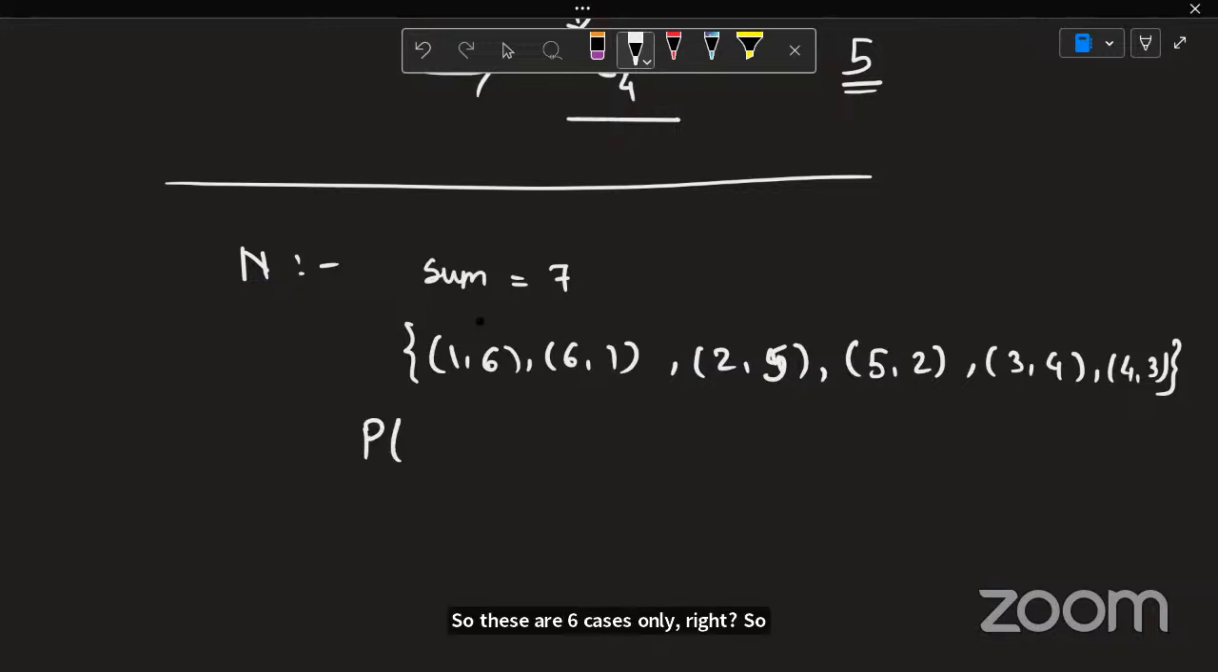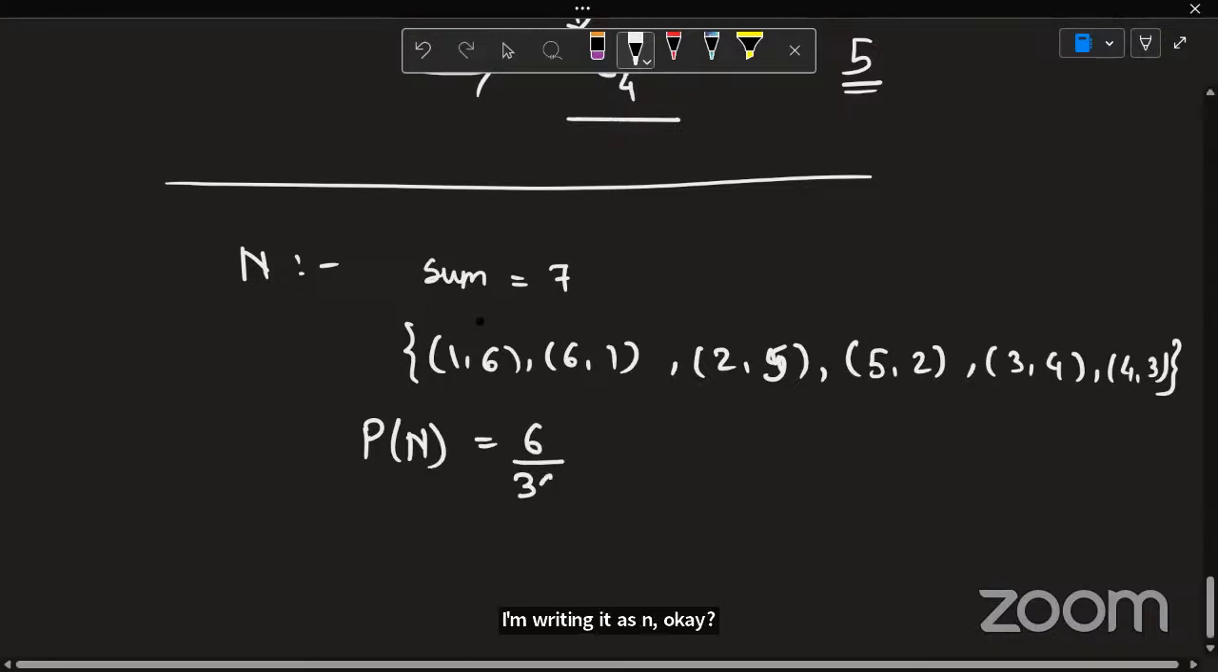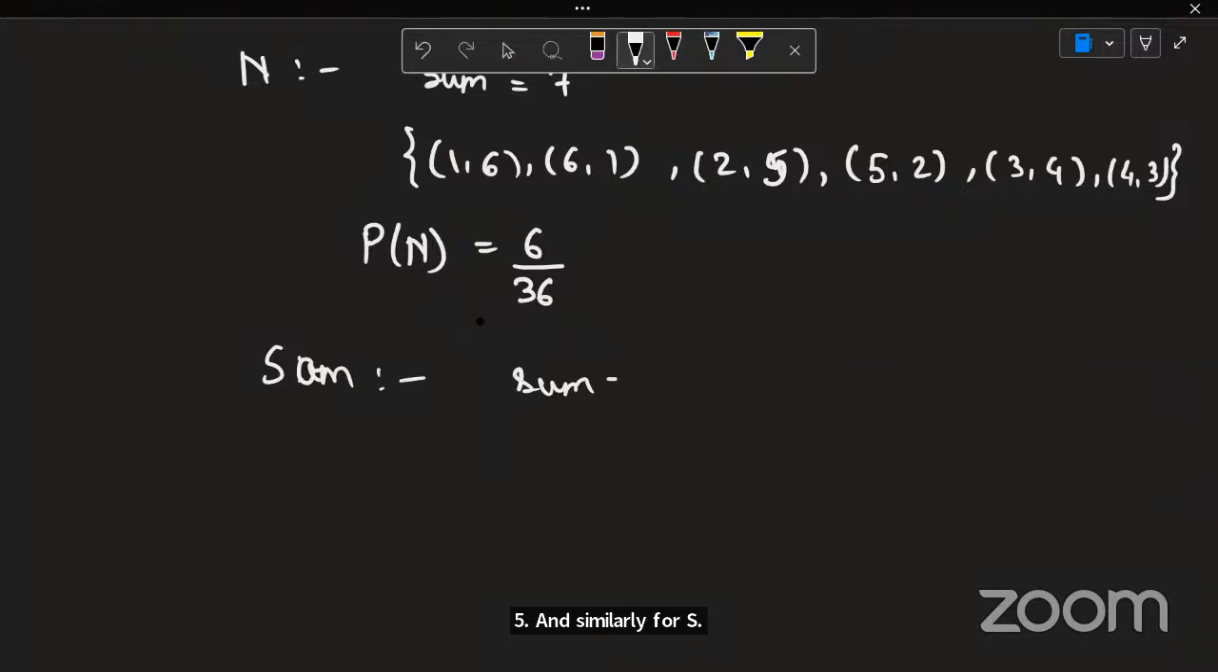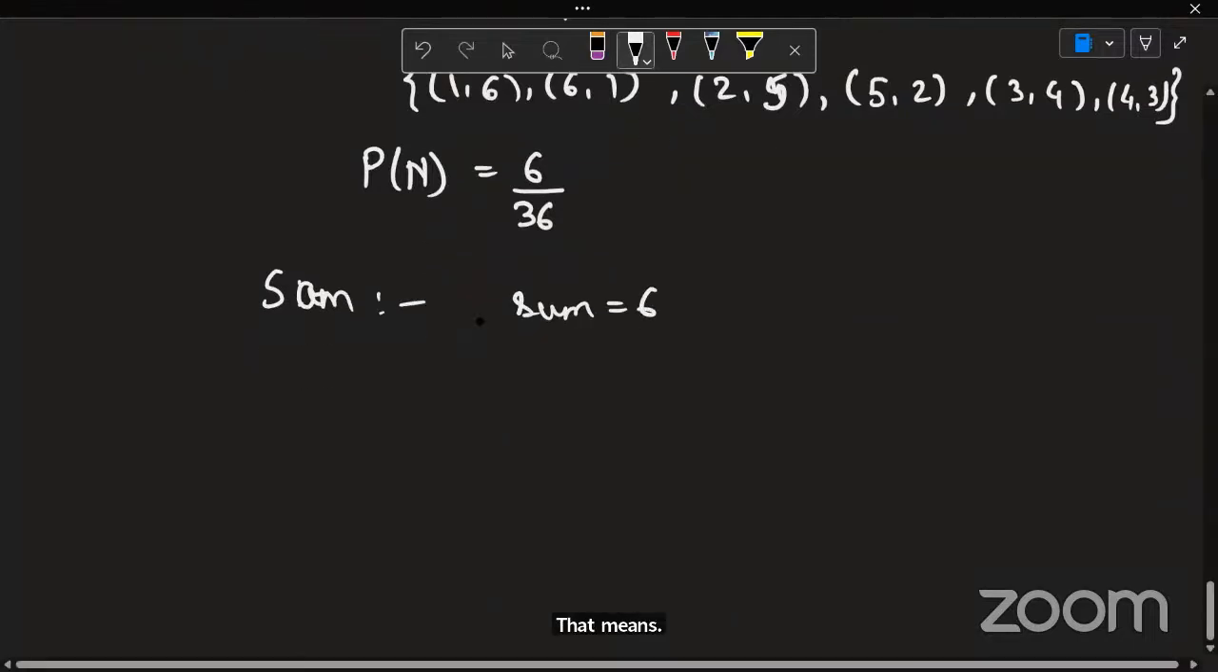So probability for, I'm writing it as N, okay? That Nina is winning will be equal to 6 by 36, fine. And similarly for S, that means the sum should be 6. So for sum 6, what will be the probability?